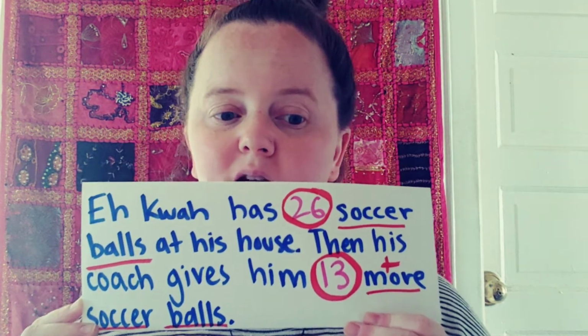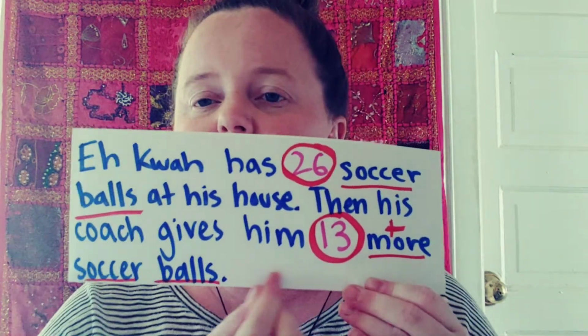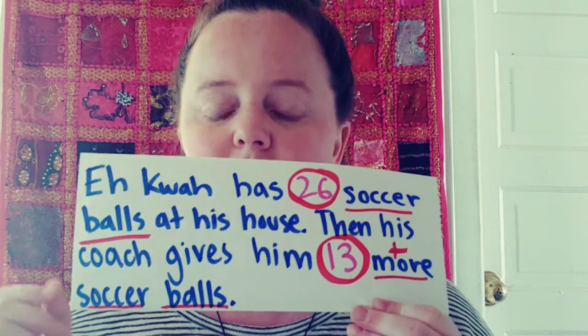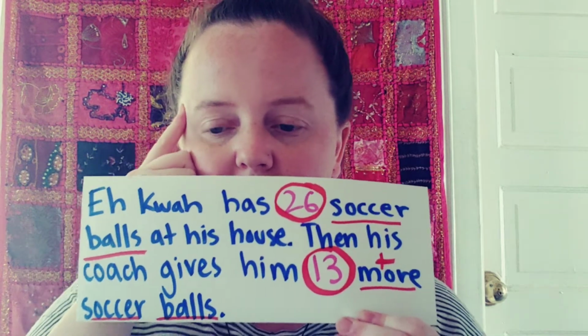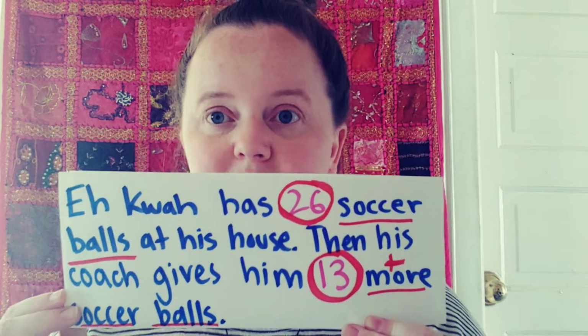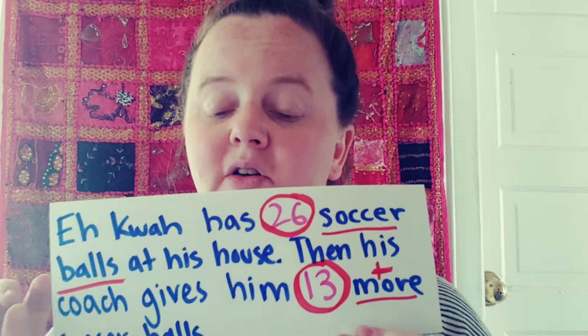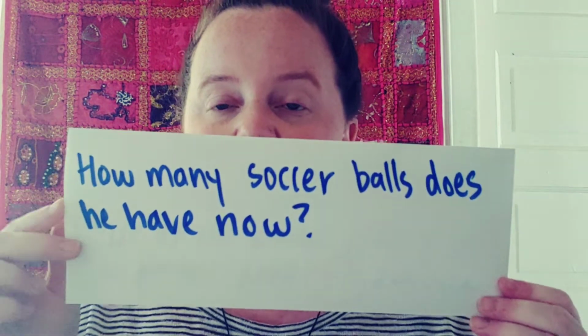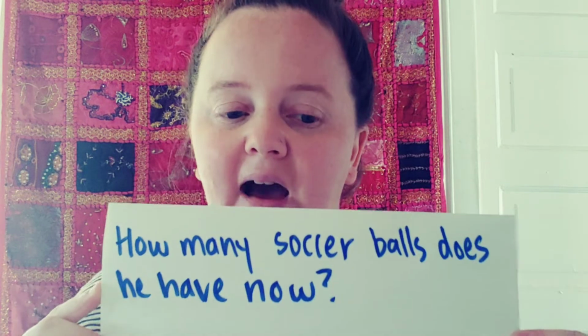In the third read, we want to think about the question. What is the hidden question that we don't see yet? What could this question be? What is it asking us? So think for a second. What could the hidden question be? All right, so now I'm going to show you the question. The problem is asking us how many soccer balls does Ekwa have now?